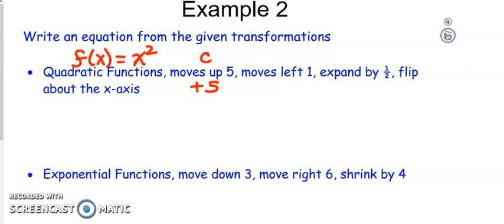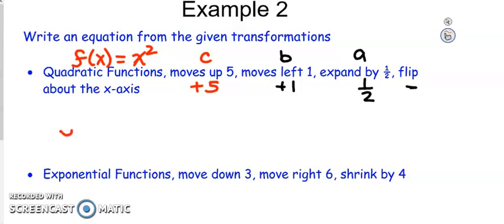It moves left 1. With moving left or right, remember it's the opposite of what you think. Normally moving left is negative, but this means it's going to be a plus 1 here for your B, because it's opposite of what you think. Here it's going to expand, so A is going to be 1/2. And then it says it's going to flip about the x-axis, which means we just have a negative right there.